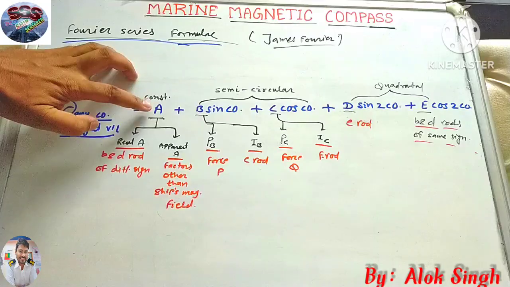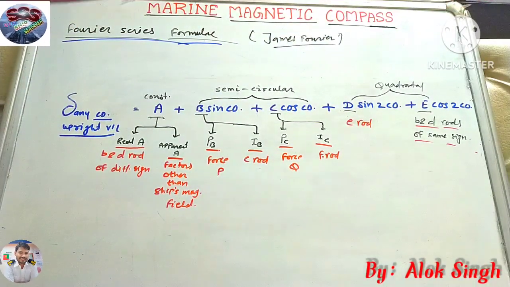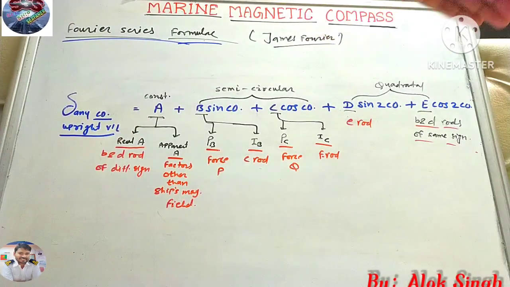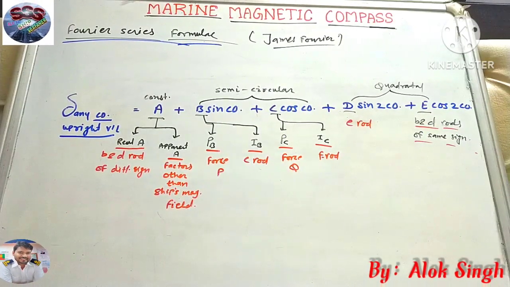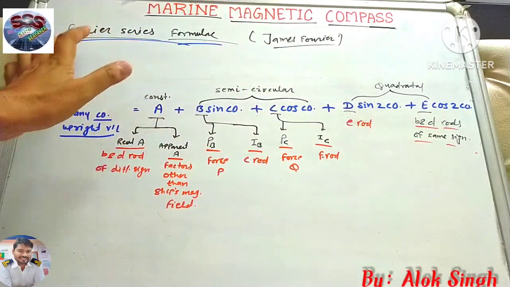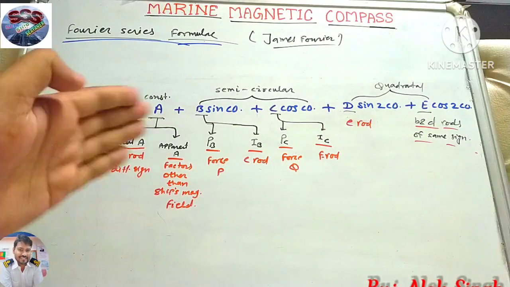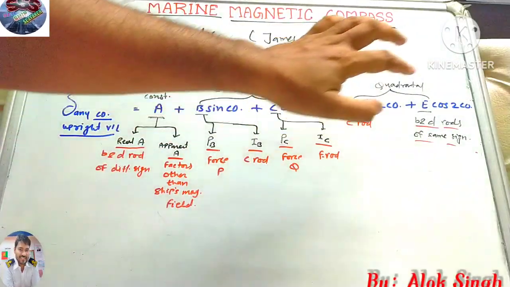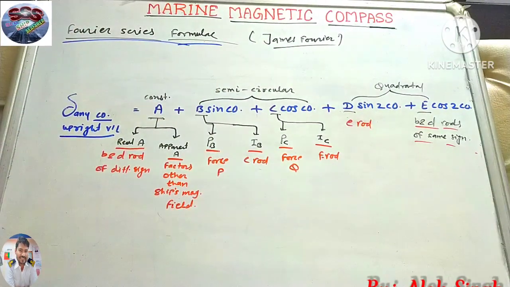The formula is A plus B sine zeta plus C cos zeta plus D sine 2 zeta plus E cos 2 zeta. You can proceed further, and it becomes F sine 3 zeta plus G cos 3 zeta, and so on. As long as you go, you can proceed with this formula; that's why it is a series, the Fourier series formula. Here A is a constant value. We'll study each and every coefficient like A, B, C, D and E one by one in this chapter.